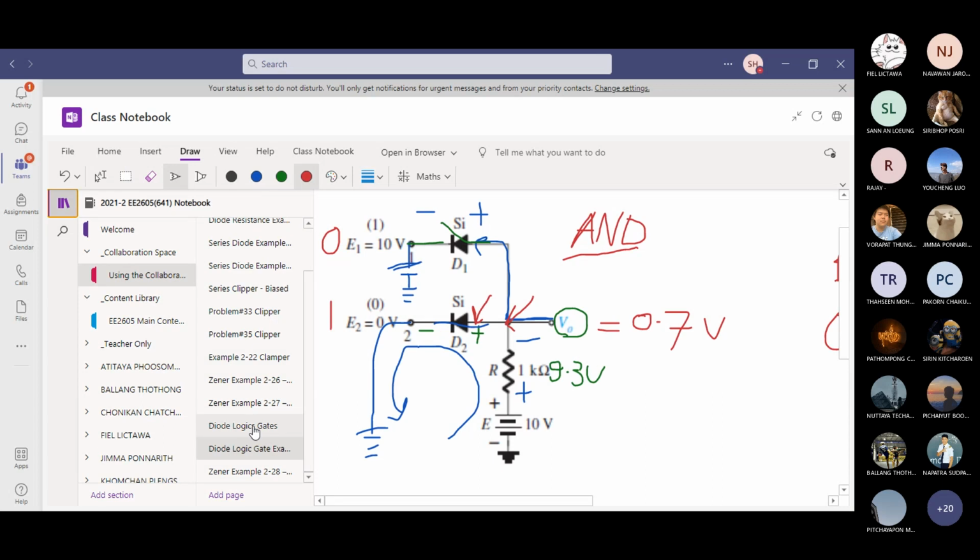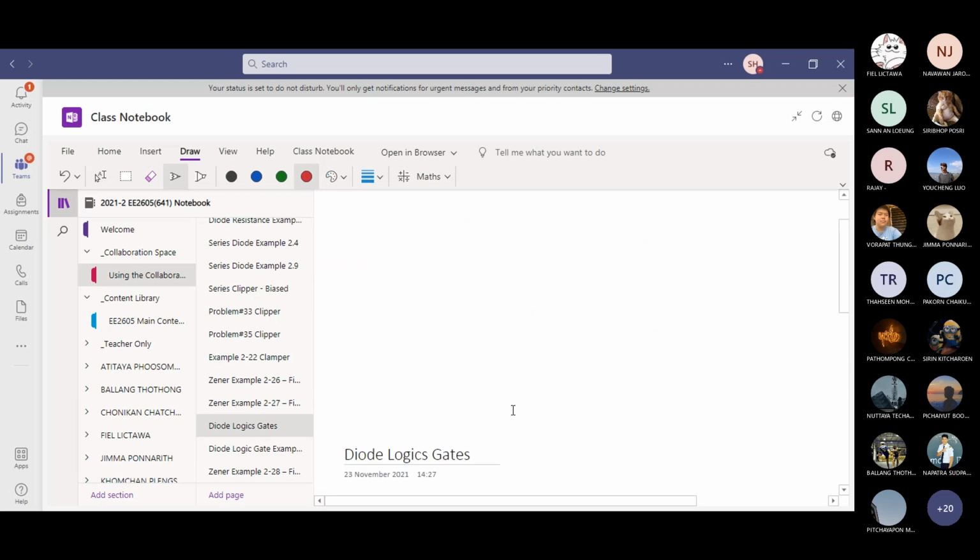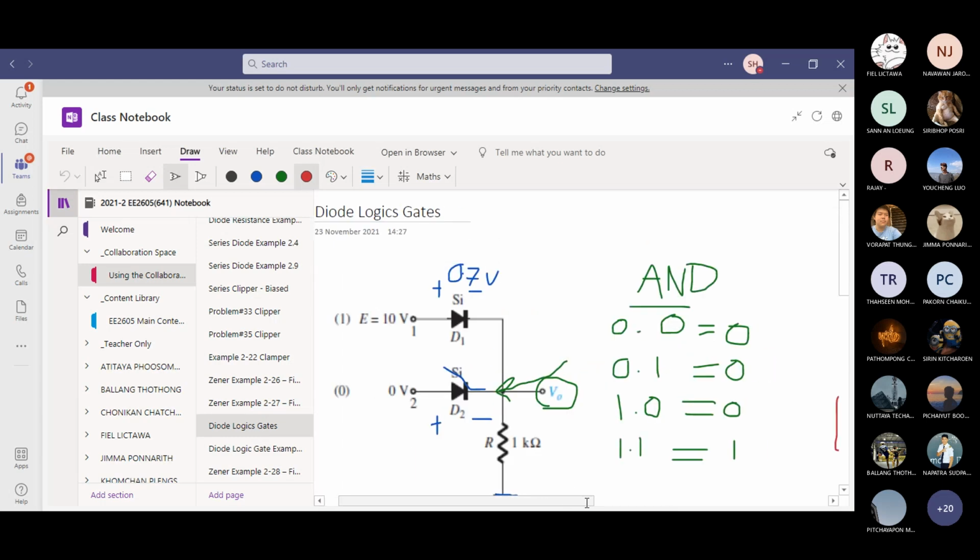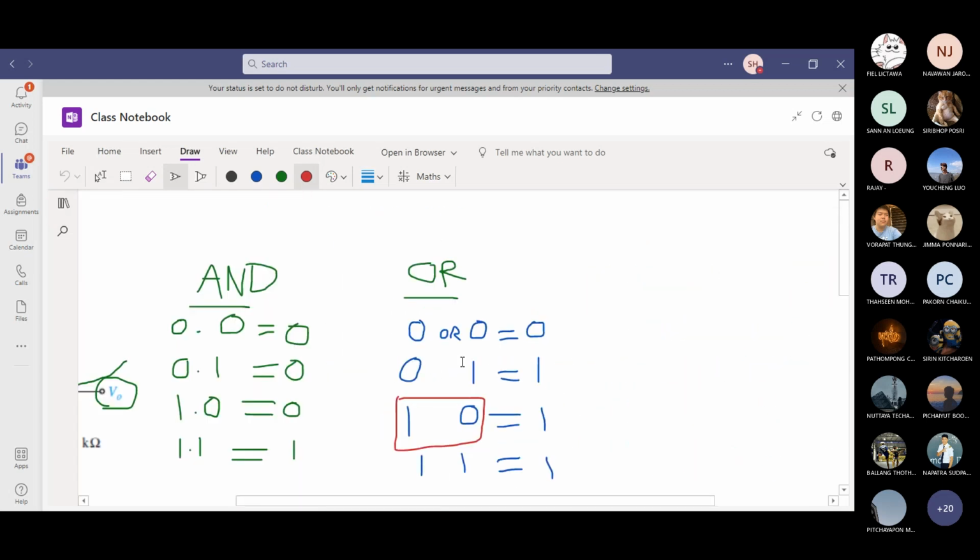So see, this is the truth table, the one I did previously. When any of them is on but the output is low, this is the AND gate. In that example, the first diode is off, the second diode is on, but when we are measuring V out, we calculated it is 0.7. It's rather low voltage.